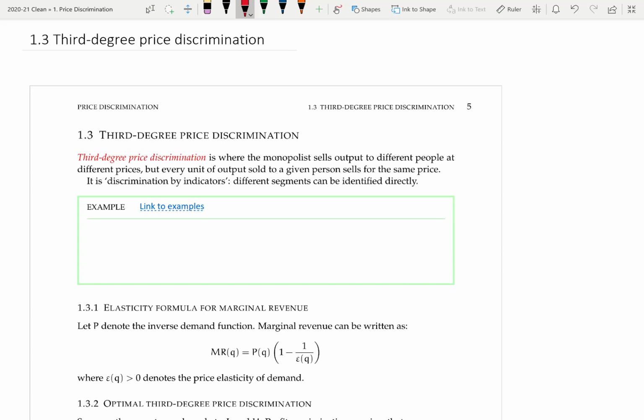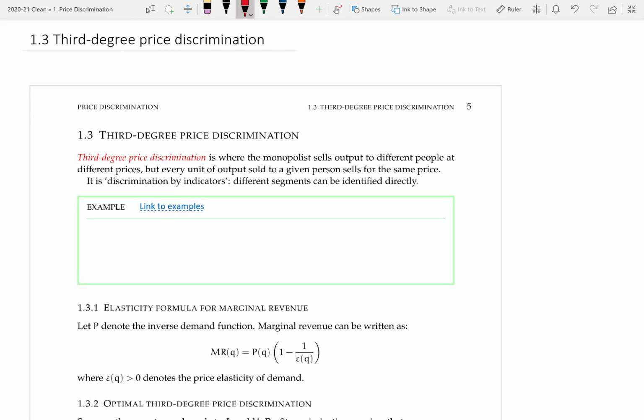In this video, we'll look at optimal pricing under third degree price discrimination. So first of all, what is third degree price discrimination? That's where the monopolist is selling output to different people at different prices, but every unit of output sold to a given person sells for the same price. So what that means for each person is, no matter how much they buy, they're going to be paying the same price per unit. But different people may be paying a different price per unit.